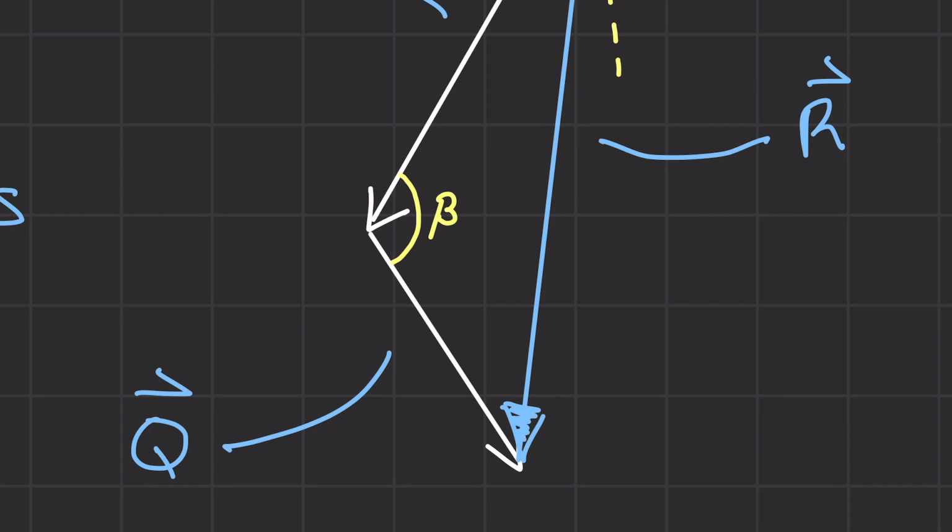Now, where the resultant vector makes an angle with this Q vector, so this angle right here, we can just call that, well, just gamma. Gamma is a fine name.